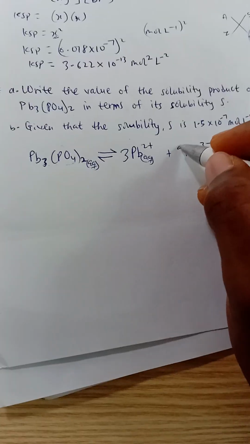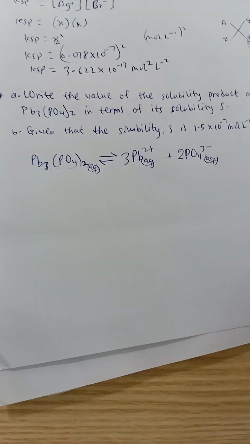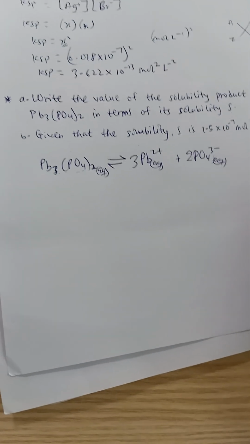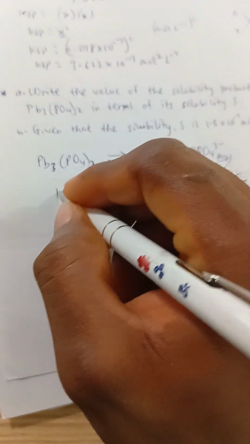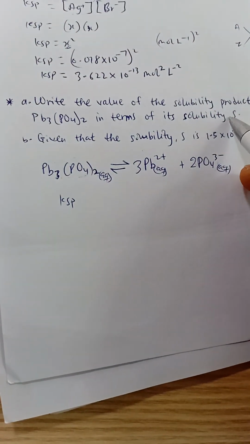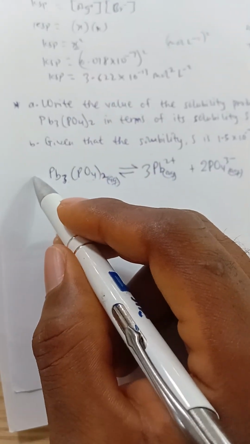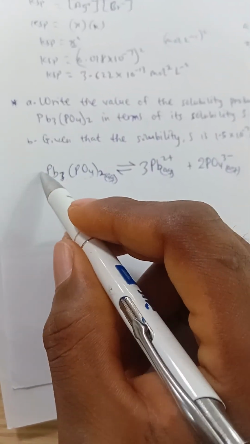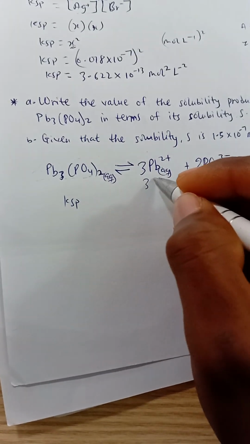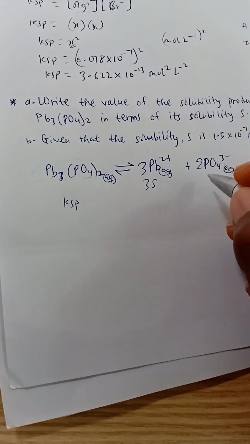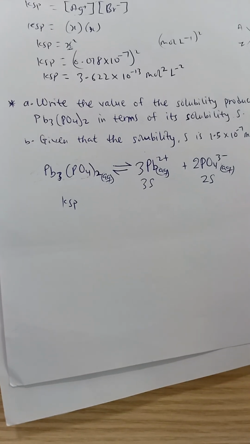So I have to multiply here 2 by 2. And everything is okay. Now let's see the Ksp. So if the solubility is S, the mole ratio here is 1 to 3. Here the coefficient is just 1. 1 to 3, so here is 3S. 1 to 2, so here is 2S at equilibrium.